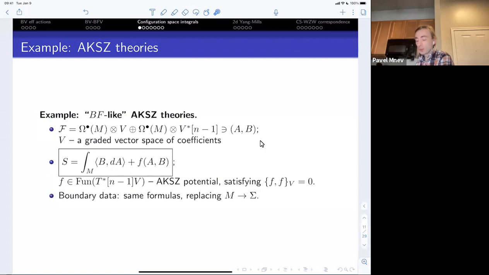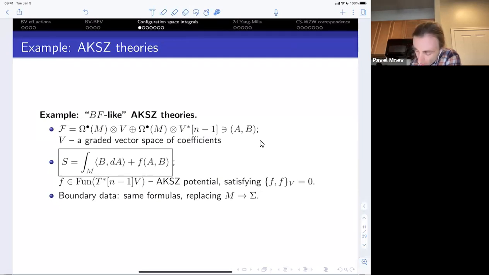So those are the important features of AKSZ theories. Here I want to focus on the subclass which we call BF-like AKSZ theories. The space of fields is two copies of differential forms on a manifold M of some dimension n. The first copy is tensored with some graded vector space of coefficients, the second copy with the dual space with an appropriate degree shift. Again, I call these two differential forms A and B.